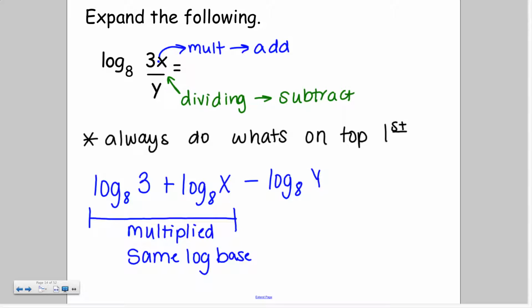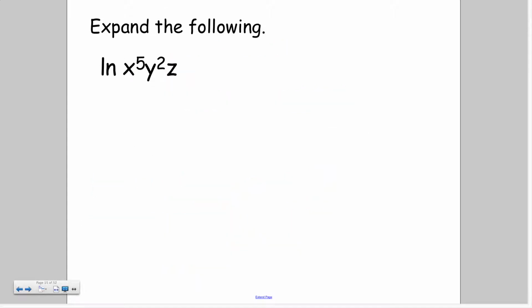And then if you look at this, this right here lets me know that I'm dividing everything that is in front of it, and everything in front of the subtraction sign is being divided by everything behind the subtraction sign. Okay? All right, one more with expanding, and then we're going to go to condensing.